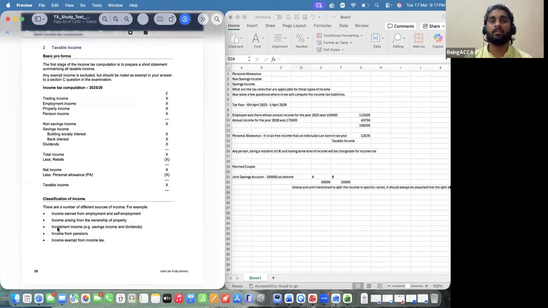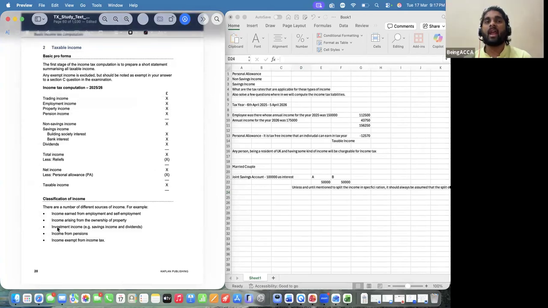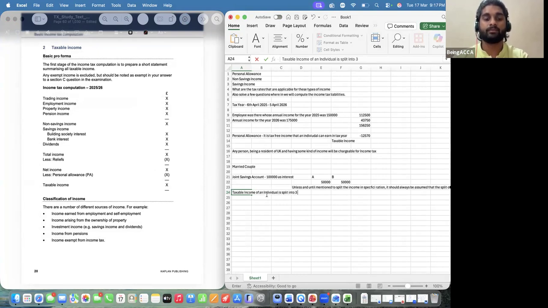All right, clear on this so far? Yes, sir. Now let's see how we calculate taxable income of an individual. When we are calculating taxable income, the income of an individual is split into three categories.